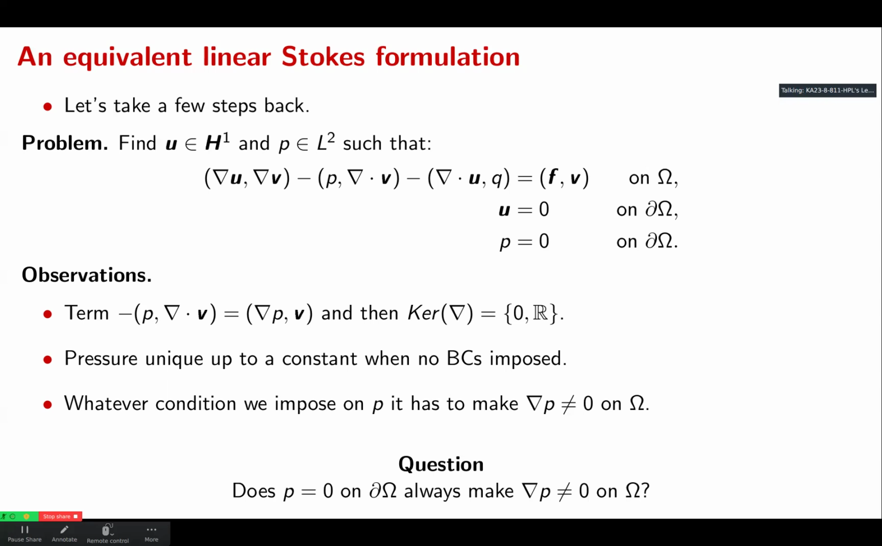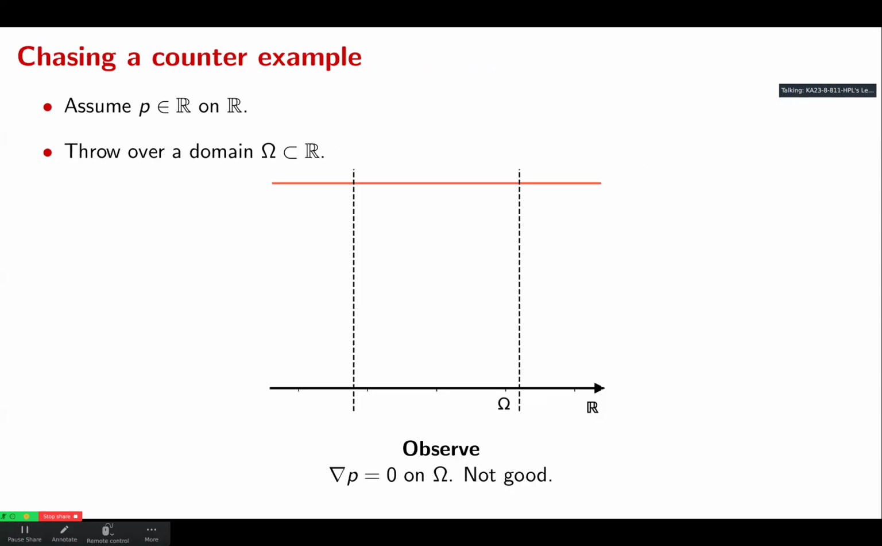So whatever condition we impose on the pressure, it has to make the gradient of p non-zero over the whole domain, or at least in some parts of the domain. The question is, does this condition that we're prescribing over here always make the gradient of p non-zero in some parts of the domain? So let's chase a counterexample to that. Let's assume that the pressure is a constant, and consider this one-dimensional real line.